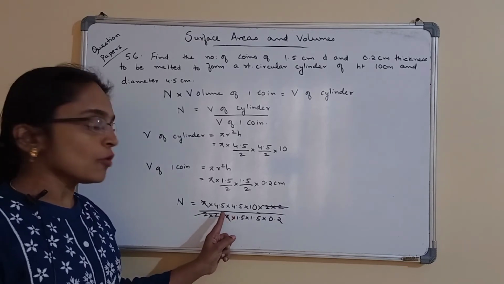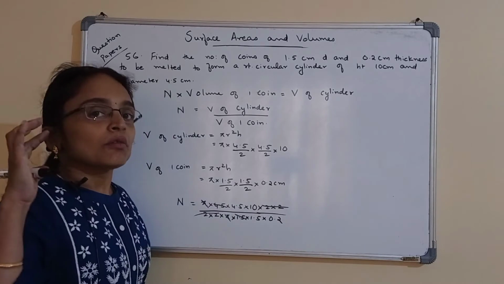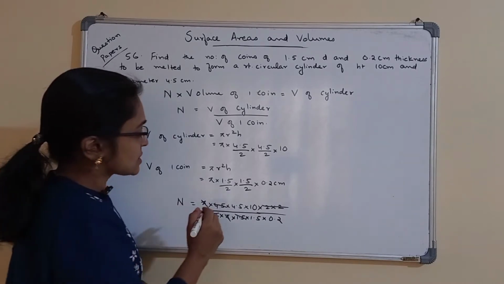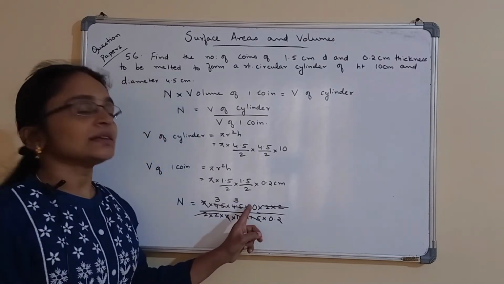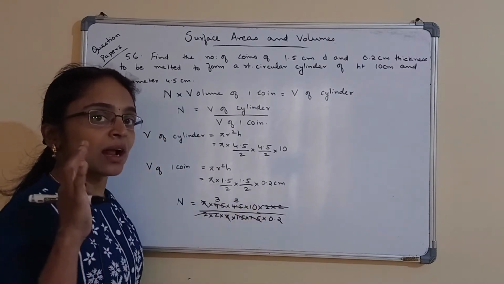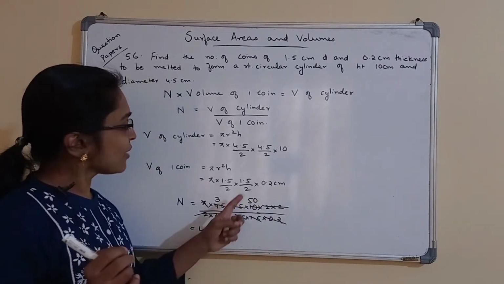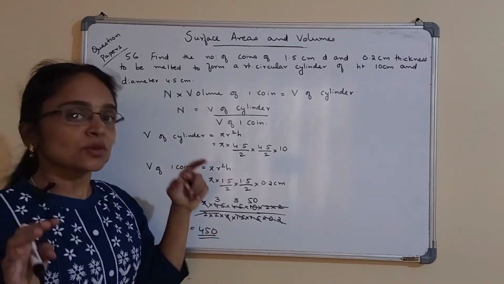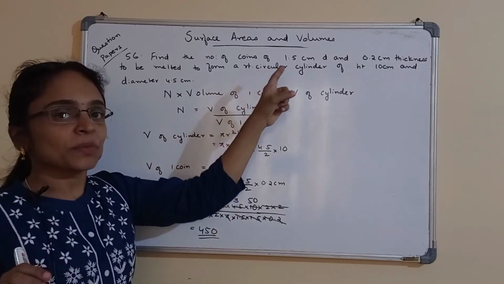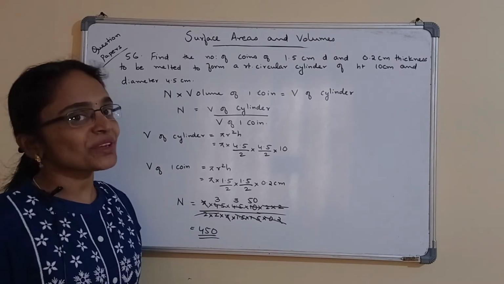Now we have 4.5 by 1.5 is 3, because 45 divided by 15 is 3. So this is 3, this is 3, and 10 by 0.2 is 100 by 2, which is 50. So we have 50 into 9, which is equal to 450. So the number of such coins needed to make this right circular cylinder is 450. Okay.